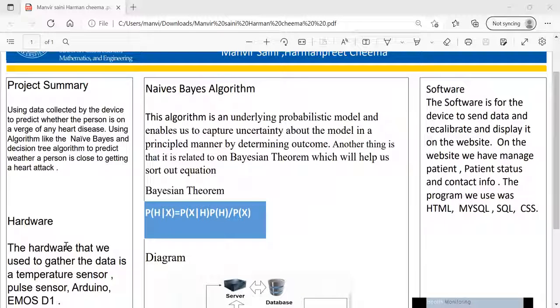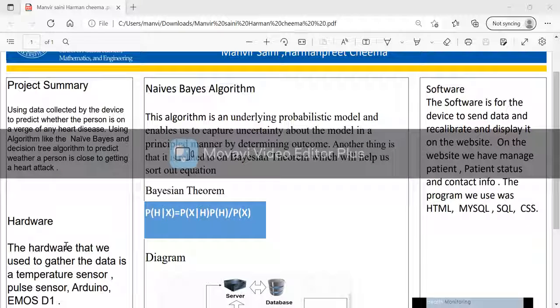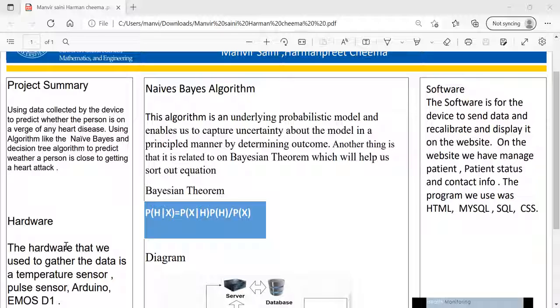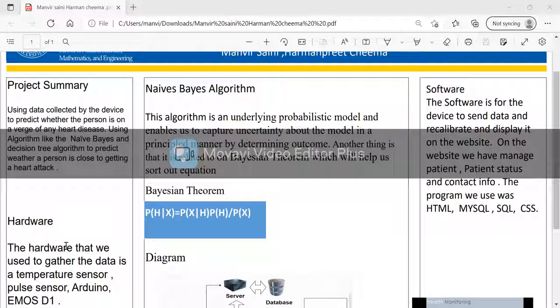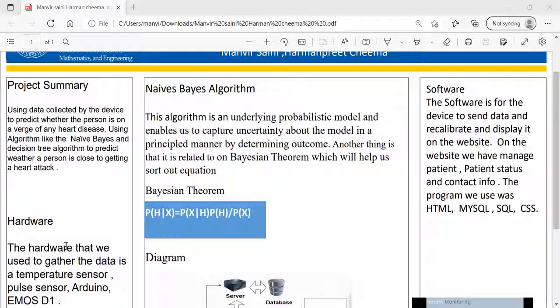On our software, the software is for the device to send data and recalibrate it and display it on the website so the patient could view it, and the patient's doctor can view it. On the website we have manage patient status and contact information. The programs we used were HTML, MySQL, and SQL for the database to store the data that we collect from the persons, and we use CSS.